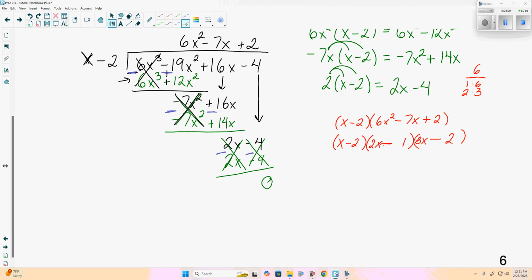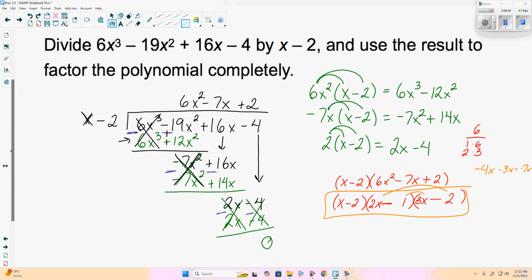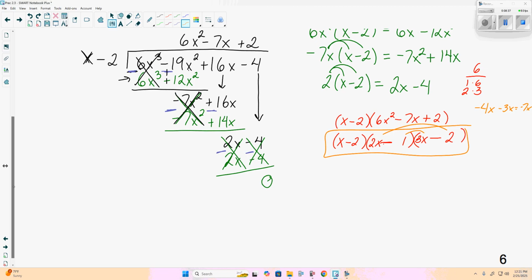So I'll plug those in, and the last thing we can do just to make sure is we can check this here. 2x times negative 2 would be negative 4x. Negative 1 times 3x would be negative 3x, giving us the negative 7x middle term. So it actually turns out that x minus 2 times 2x minus 1 times 3x minus 2 are all the factors for this here. So we're able to divide this by x minus 2 and then use the result to factor it all the way down.